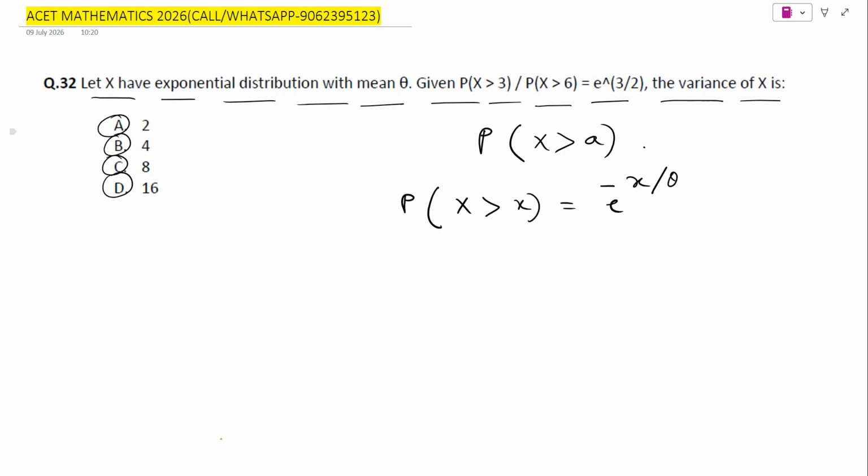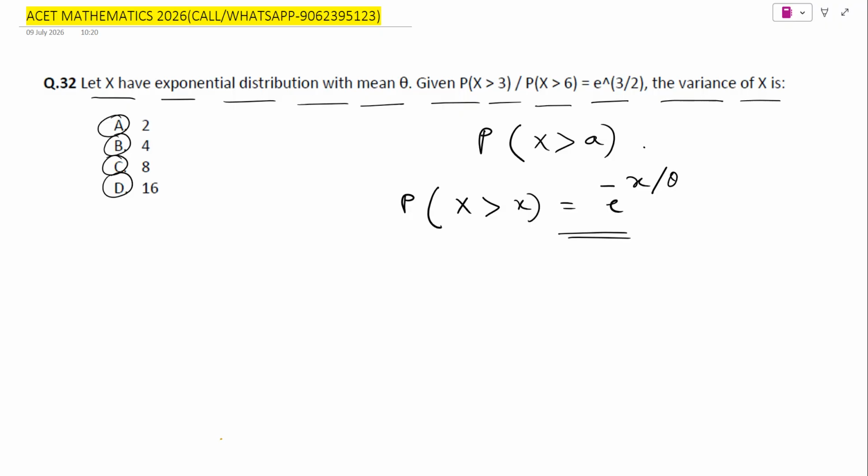Now, we have a golden shortcut. Whenever the question contains greater than for an exponential distribution, don't think about integration. Immediately write the survival function. This is the survival function, and this single observation can save you 2 to 3 minutes in the examination.